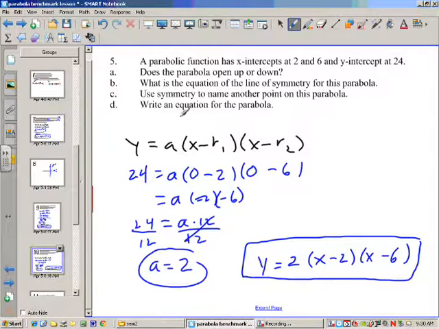I'm going to take a moment now to answer the rest of the questions. This was the new skill. How does the parabola open? A couple of ways to figure that out, but I think if we wait until we determine what A is, knowing that A is positive tells us that the parabola opens up.